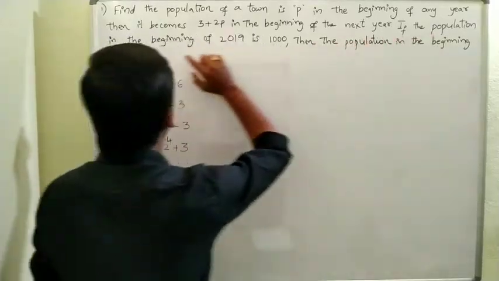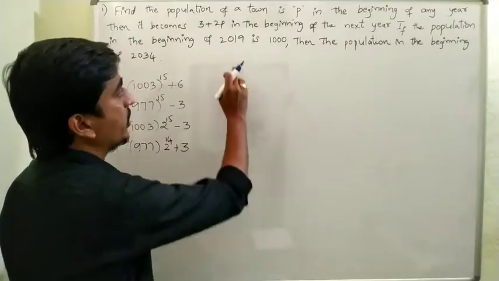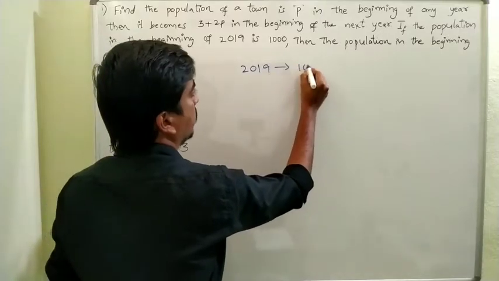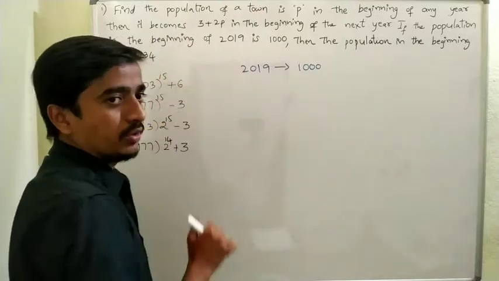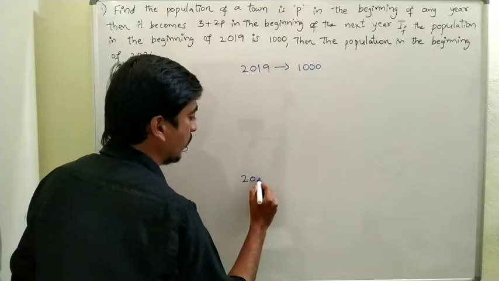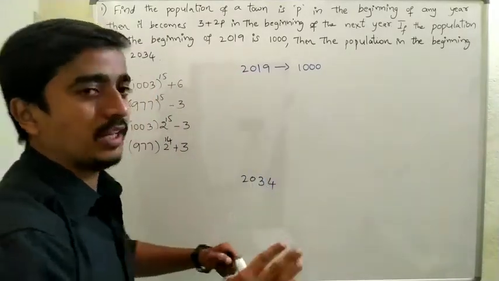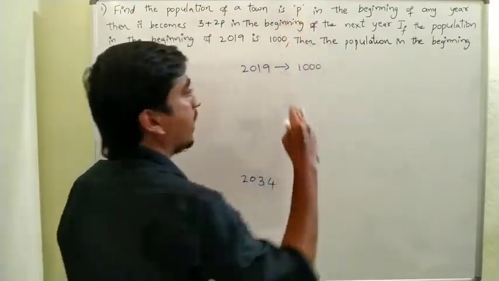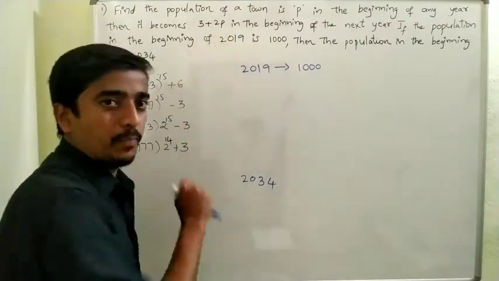If the population in the beginning of 2019 is 1000, then what is the population in the beginning of 2034? So now we have to find what would be the population of the town in the year 2034. If you understand the question, then half of the work is done. If the population at the beginning of the year is P, in the next year the population becomes 2 times the previous year plus 3.